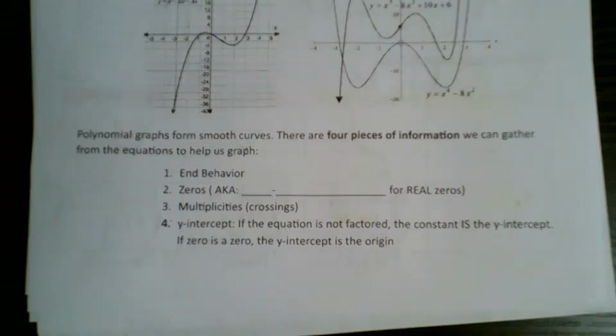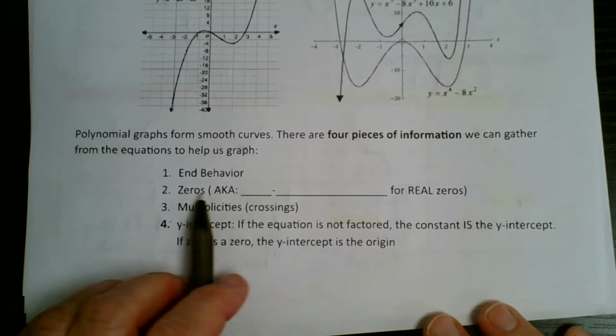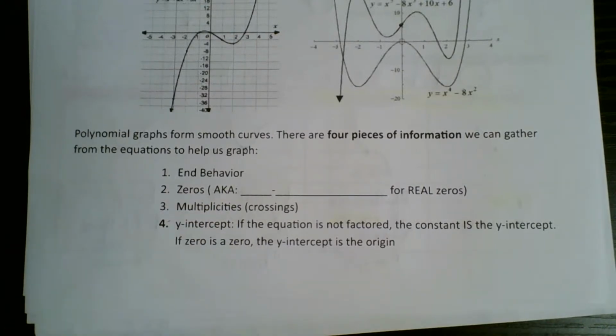First of all, end behavior. How do you find end behavior? The highest one, the leading term, but it needs to be unfactored to get end behavior, right? Okay. How do we find the zeros? That's what you did for homework last night, isn't it? You may have used synthetic division. You may have used a calculator to assist you. Okay. But you were able to take a polynomial and find the zeros with synthetic division and factoring, right?